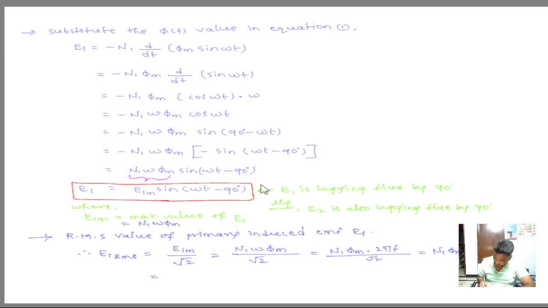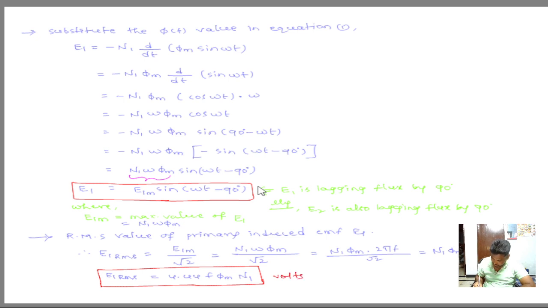From this, E1 RMS is equal to 4.44 f phi m N1. This is the induced EMF equation of a transformer. E1 RMS is in volts.